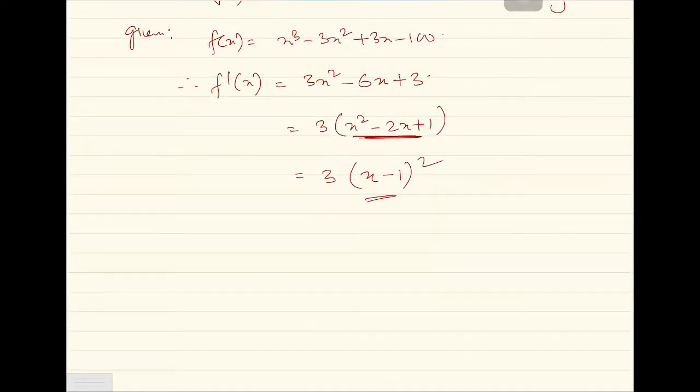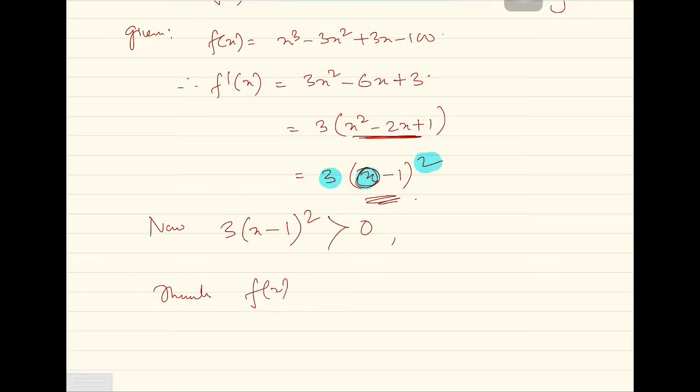Now see this function properly. 3 times x minus 1 whole squared is greater than or equal to 0 always, isn't it, everyone? Yes. How? Because whatever value of x I put here, negative or positive, because of the presence of the square, this will always be positive, and this 3 is always positive. So what can we say, everyone? Thus f x is always increasing in R. Check this out again.